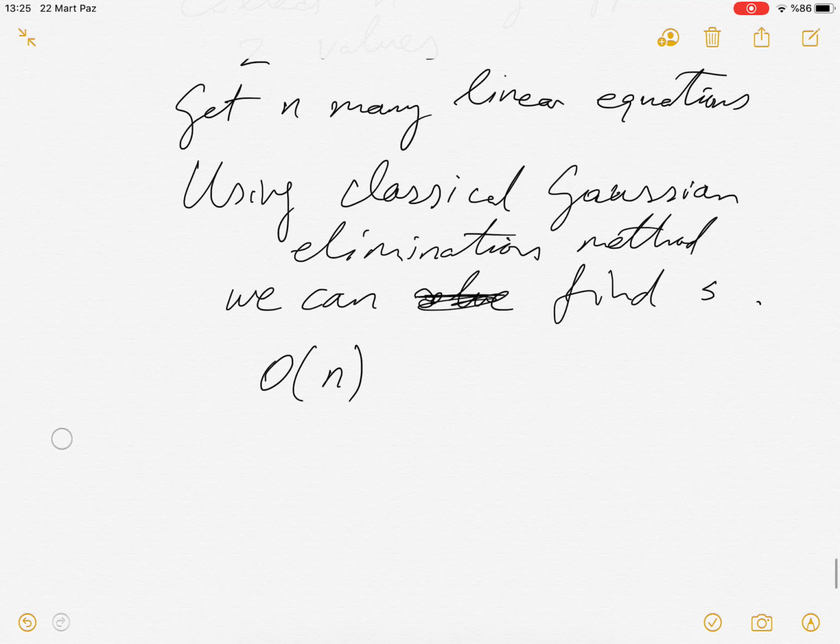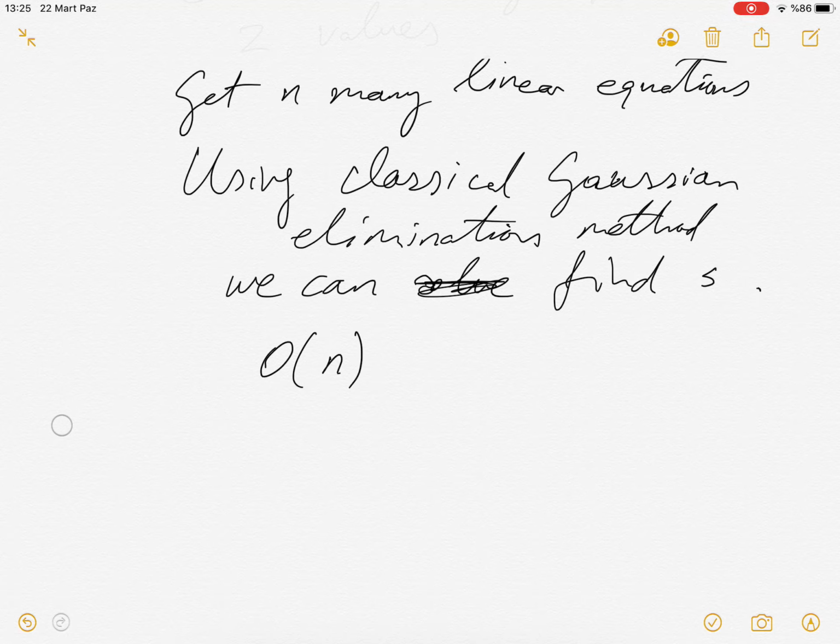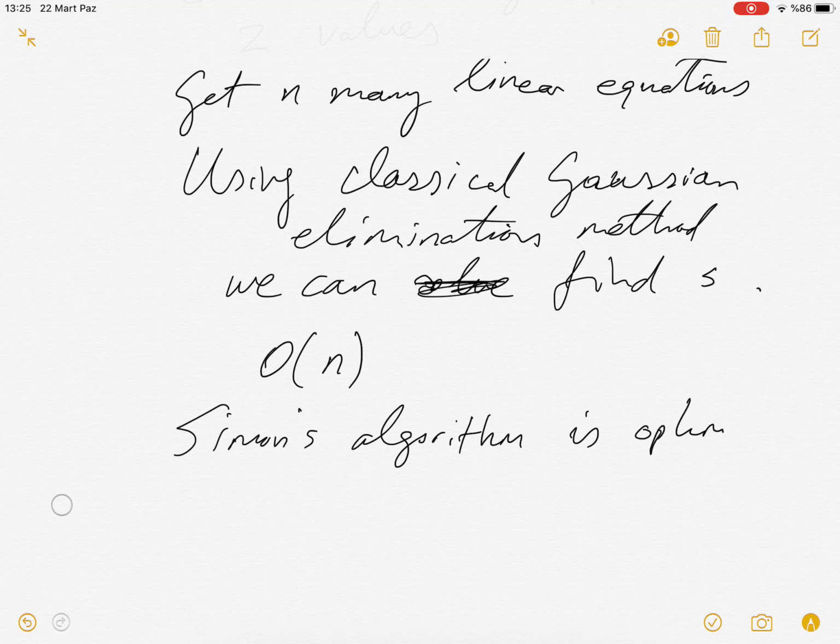And the interesting part is that it was also shown separately that Simon's algorithm is optimal, in the sense that it at least takes n many steps. So it's also Omega(n). So in this sense, Simon's algorithm is optimal.